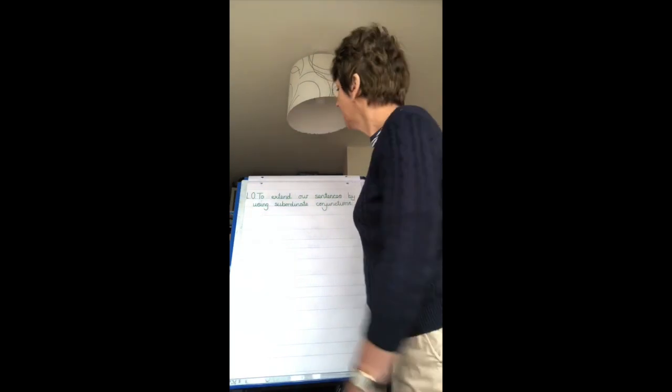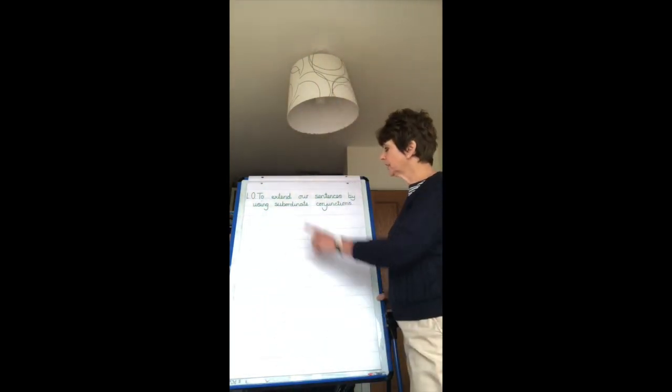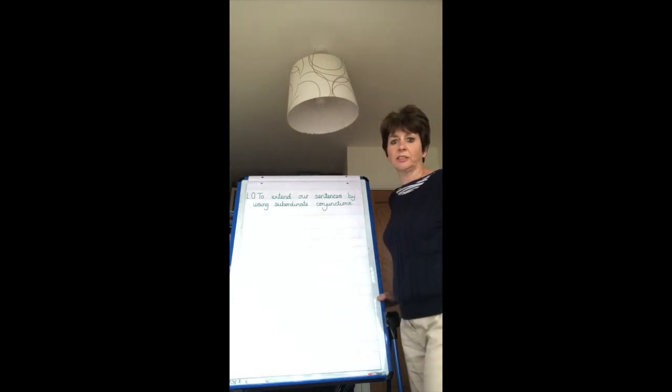Now, for today's lesson, you're going to need either a pen or a pencil and some paper or a notebook. Okay, so I'll give you a few seconds to get those. Now, today's learning objective is to extend our sentences by using subordinate conjunctions.